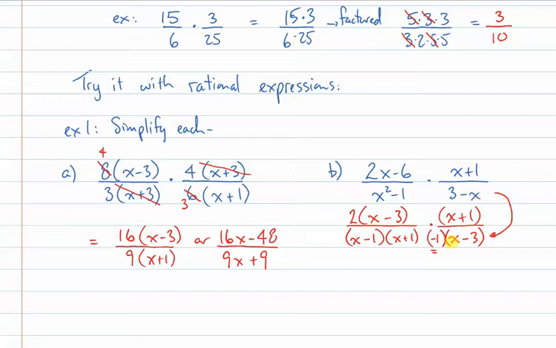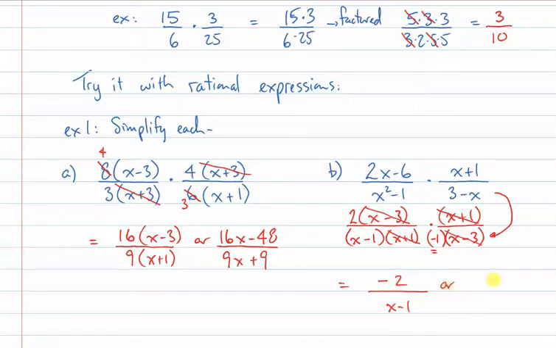So negative x becomes positive x, 3 becomes negative 3, and now these binomial factors are identical, and I can cancel them out. I couldn't have done that before. I've got a common x plus 1 factor, and my remainder then has 2 on the numerator, and an x minus 1 on the denominator, and that minus sign, we normally write that on the numerator.